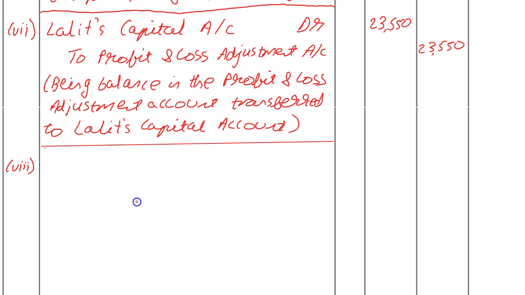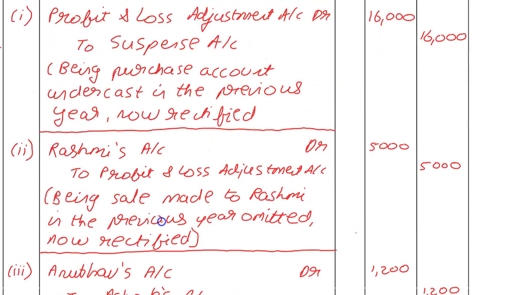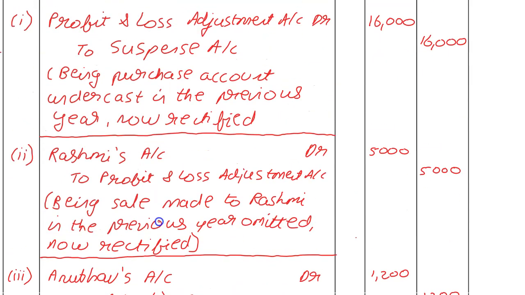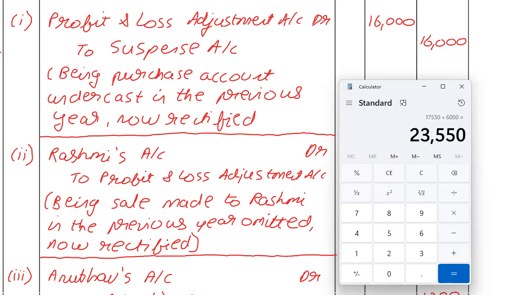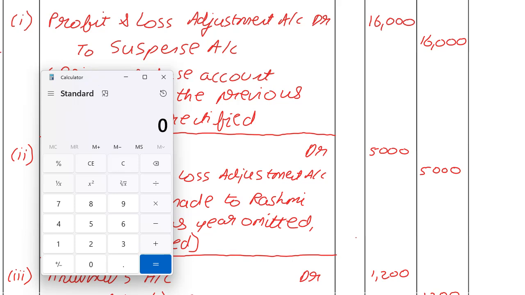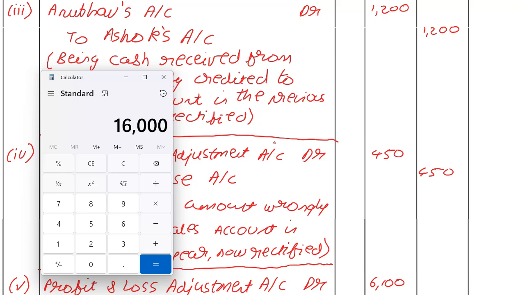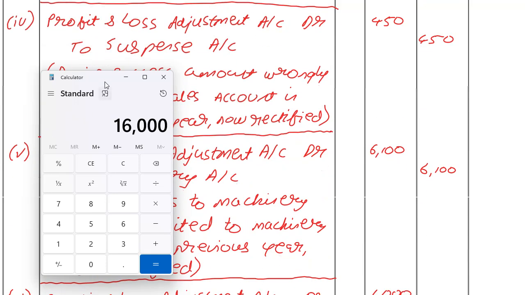I have closed the P&L adjustment account and now I have to close the suspense account. Again, if the question specifically asks you to make the ledger accounts, make it. For a working note, you could make it. If you want to be quick about it, you can use the calculator and do directly. Now I'm going to look only at the suspense account. I'm crediting by 16,000 here. So now remember, going forward, all credits will be added, all debits will be subtracted. Next we have no suspense account, next no suspense account, next we have a credit of 450, so I will add 450.